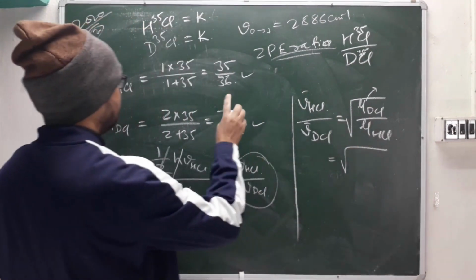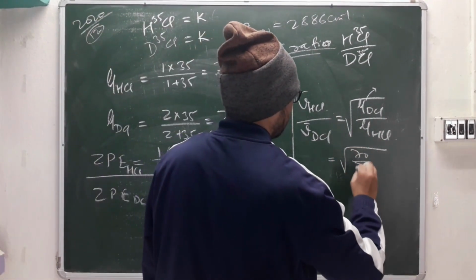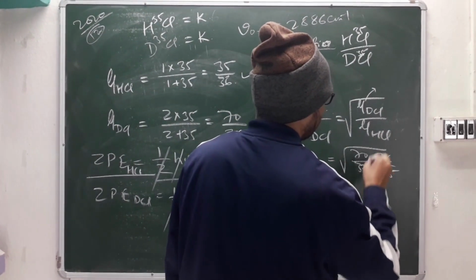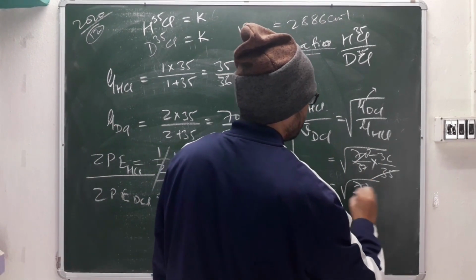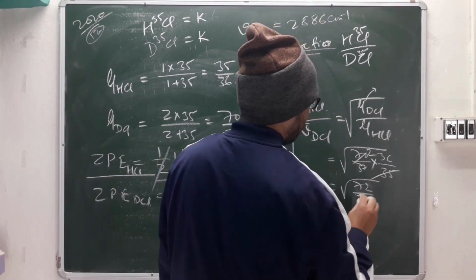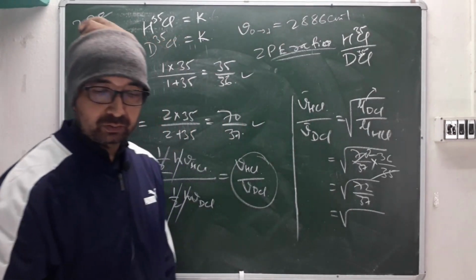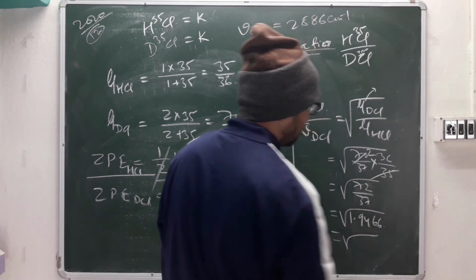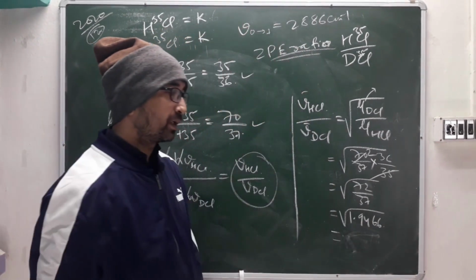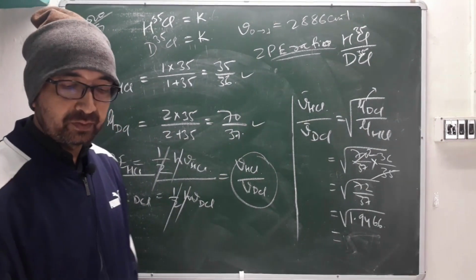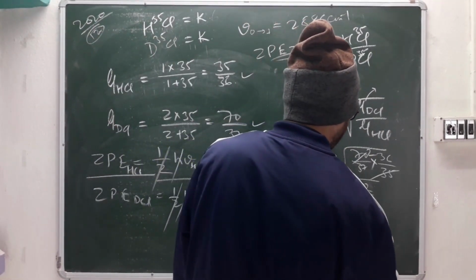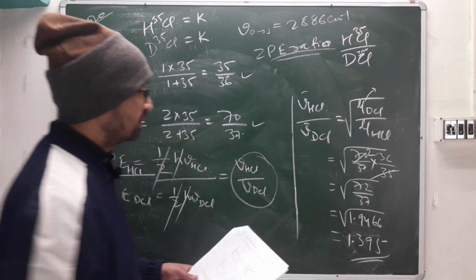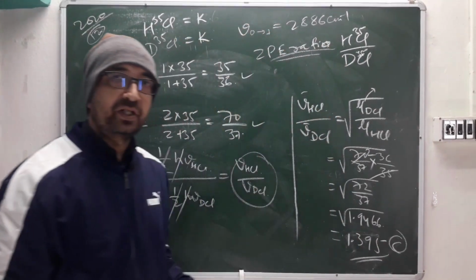See, under root, 70/37 into 35 over 36 divided by 35, it is 72 divided by 37. How much will it come? I have already calculated: 1.9466. Now if we remove that under root, the value will be 1.395. Which option has this? 1.395 is option C. So your correct answer will be option C.